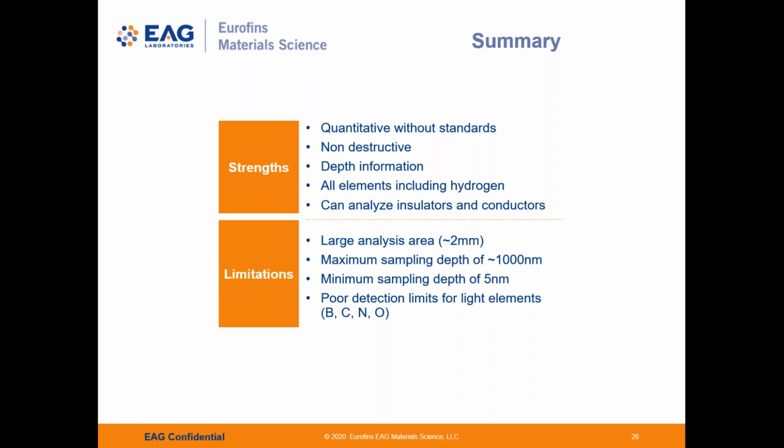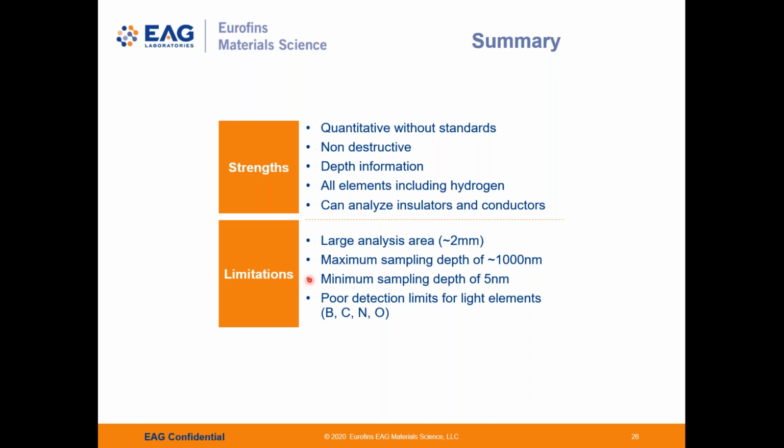Now, what are some of the limitations of RBS? Well, it's a rather large analysis area. The beam spot is a rather fat 1 to 2 millimeters. The maximum measurement depth is about 1 micron or so. Beyond this depth, the ions tend to scatter and therefore generate greater uncertainty.